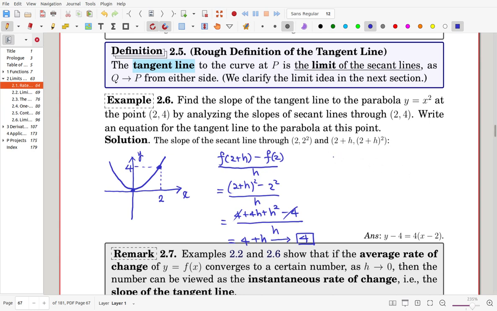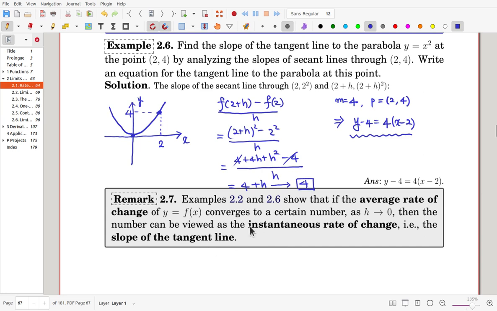The second part is asking you to write an equation for the tangent line. We already know that the slope is 4 and the point P is at x equals 2, y equals 4. So by using the point-slope formula, we get y minus 4 equals m, which is 4, times x minus x0, that is 2. So that is exactly an equation of the tangent line. Okay.